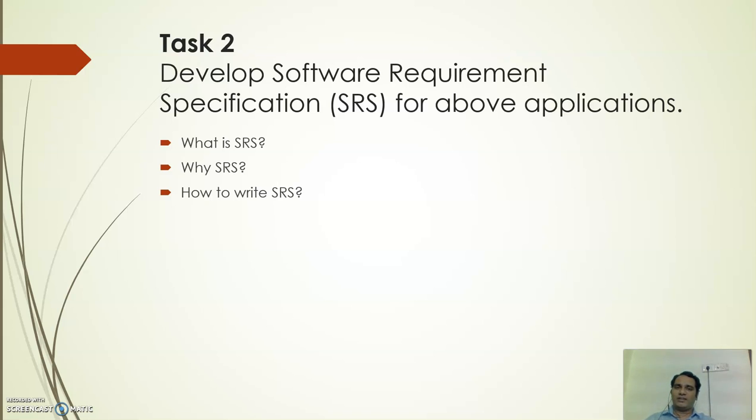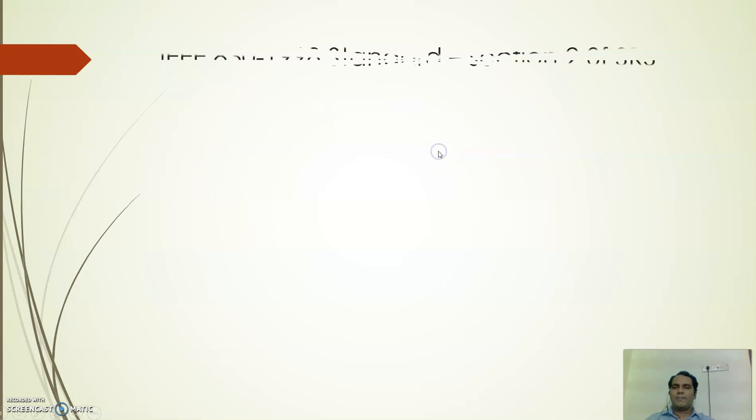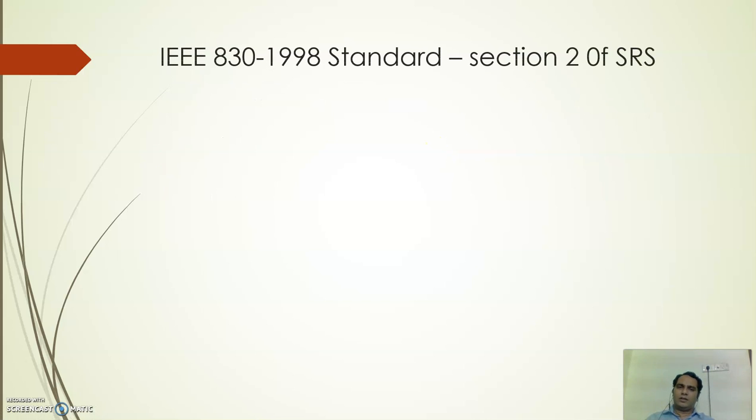Why should we have SRS? SRS acts as a basic document for the requirement specifications given by the user, accepted by the user, as documented by the developing team. How to write SRS, we will discuss elaborately. There are many mechanisms to write SRS. The standard one is the IEEE 830 1998 standard.